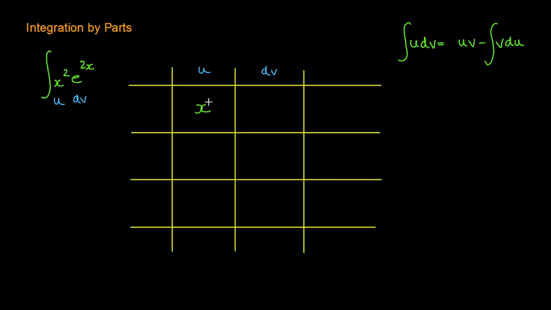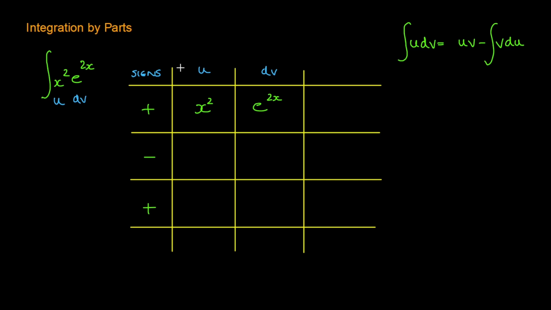So this is x squared, and this is e to the 2x. This first column is going to be signs, not the trig variety, but just the plus and minus variety. And we've got a positive integral here, so I'm going to write a plus there. And all I do is alternate down the column as far as I need. Plus, minus, plus, minus, plus, minus.